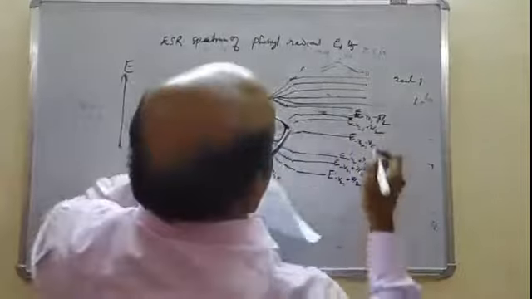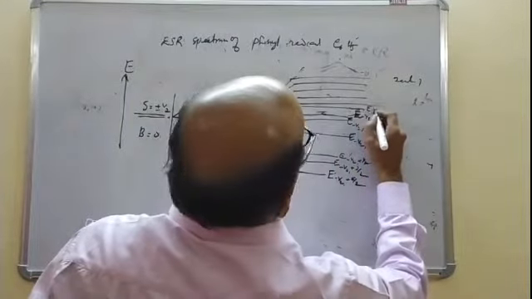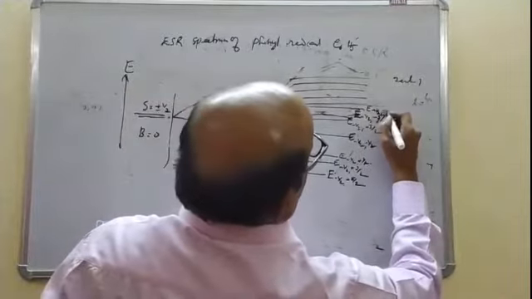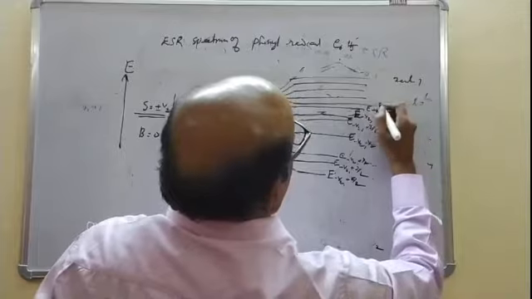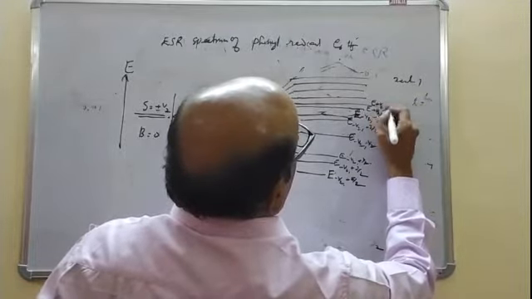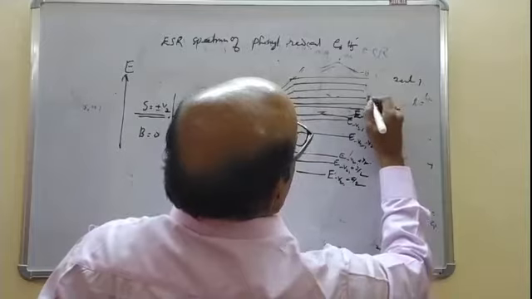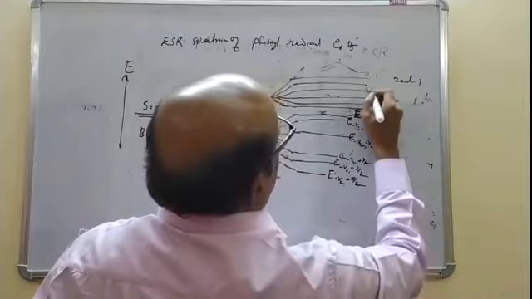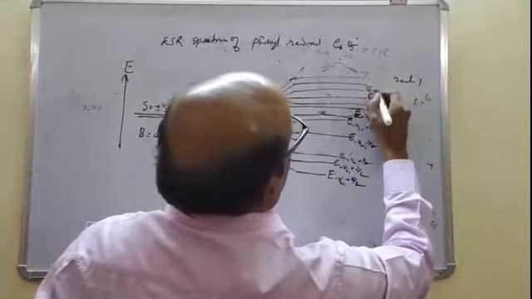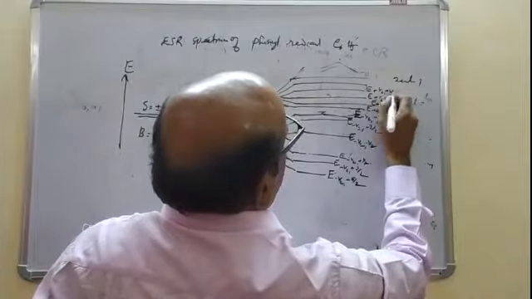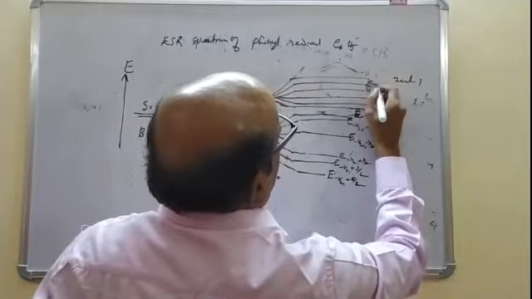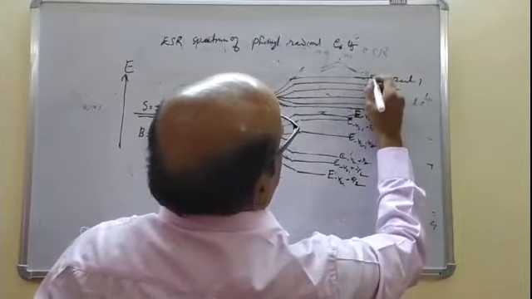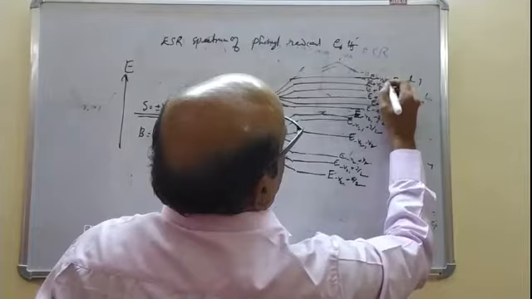So this is E. E plus half minus 5 by 2, E plus half minus 3 by 2, E plus half minus half, then E plus half plus half, then E plus half comma plus 3 by 2, and finally E plus half plus 5 by 2.